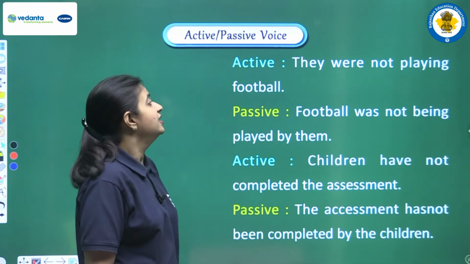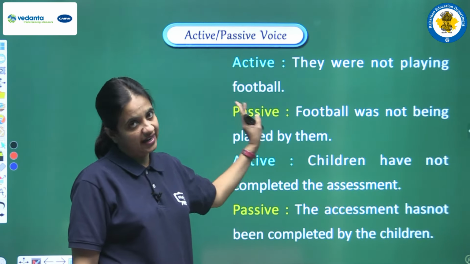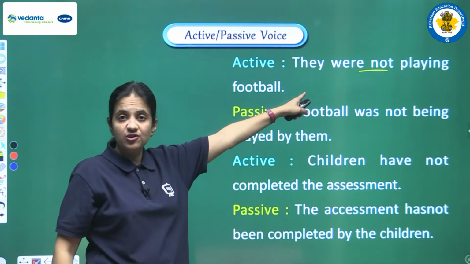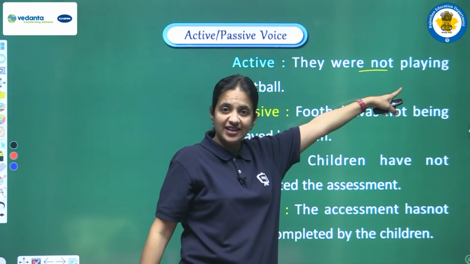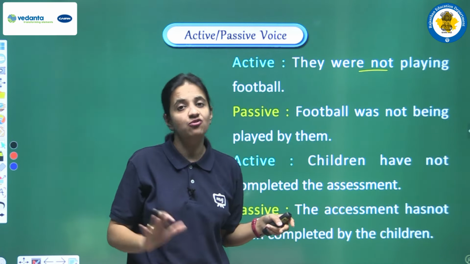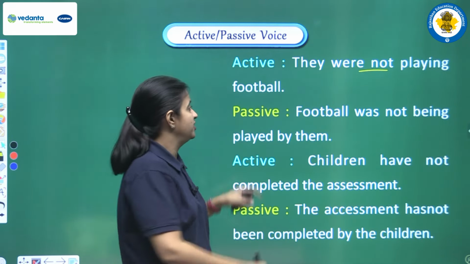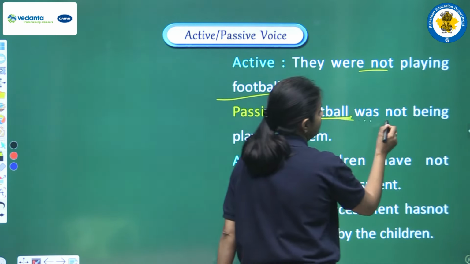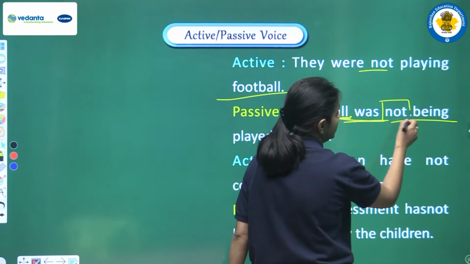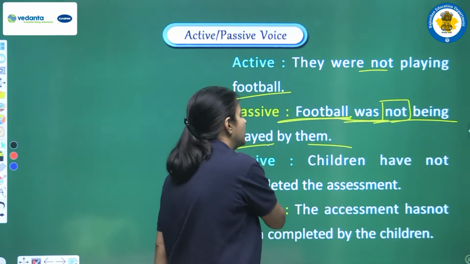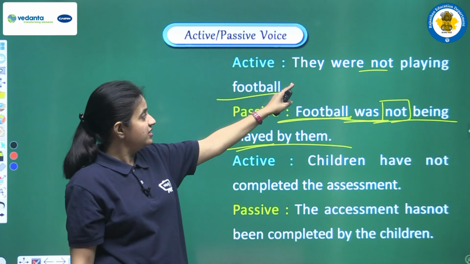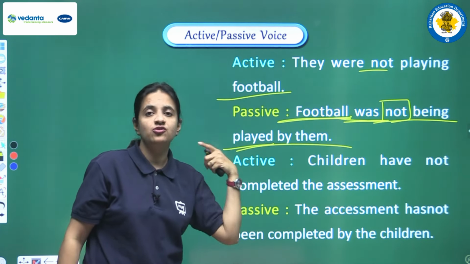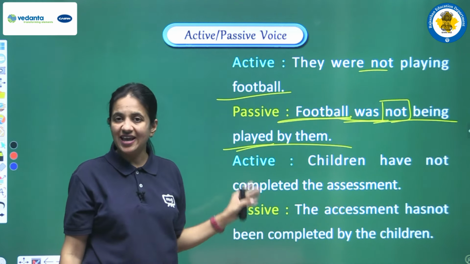Some more examples. They were not playing football. Again, it's a negative sentence. We are having not, and this is past continuous tense, were plus first form plus ing, and we have to add being, was being or were being. Our object is football because football is a singular one. So we are writing was being, okay, and not it will be there in between third form and subject. So our active voice is they were not playing football. Passive voice will be football was not being played by them.